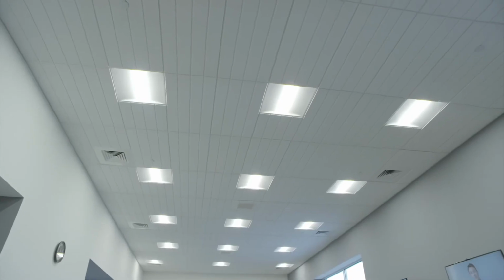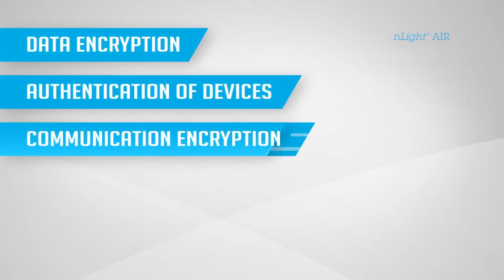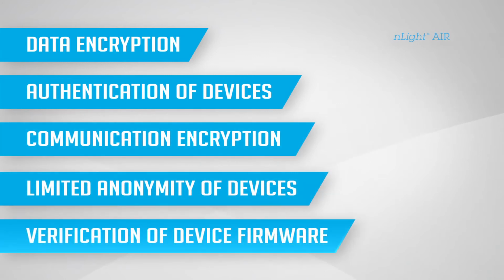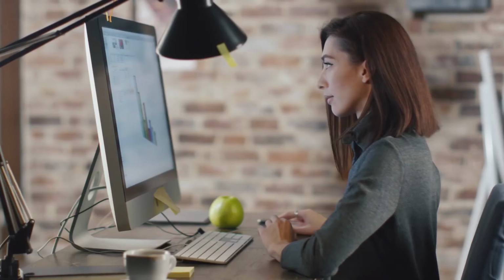In today's world, a secure wireless system is essential. nLight Air's 5-tier security architecture far exceeds other networks. These 5 tiers represent the lighting control industry's most comprehensive security architecture.